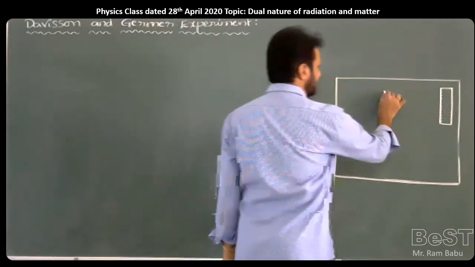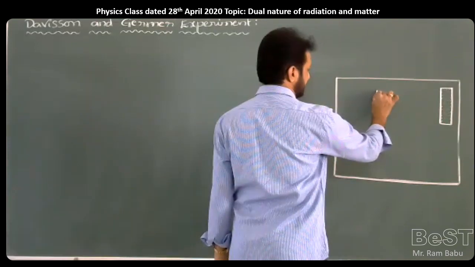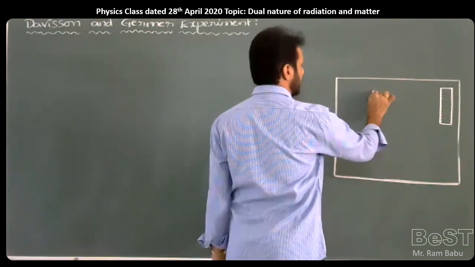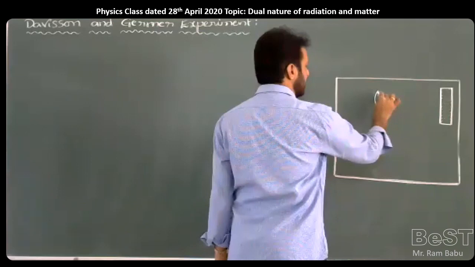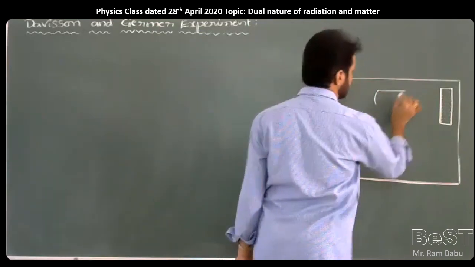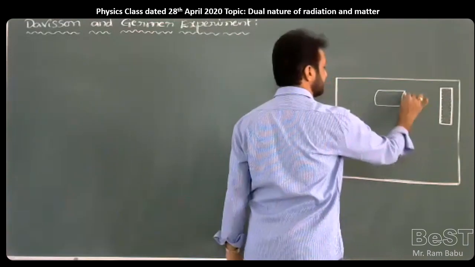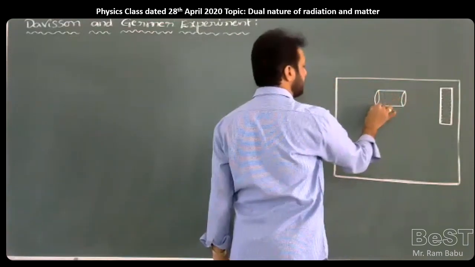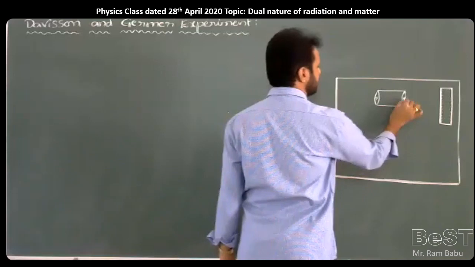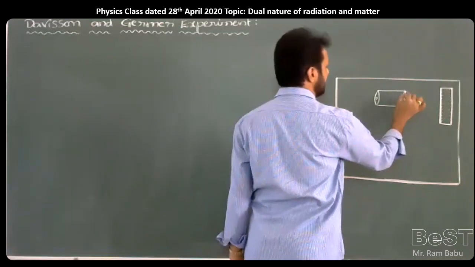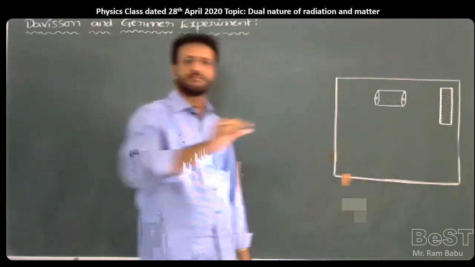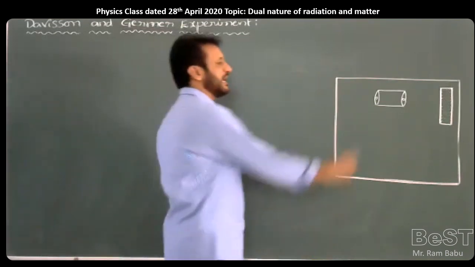And now I am placing one anode. Here we have to place one anode like this. The anode is like a cylindrical structure which has a small hole at its center, to allow a fine beam of electrons, instead of allowing all the electrons at a time. That's why we are choosing one anode.